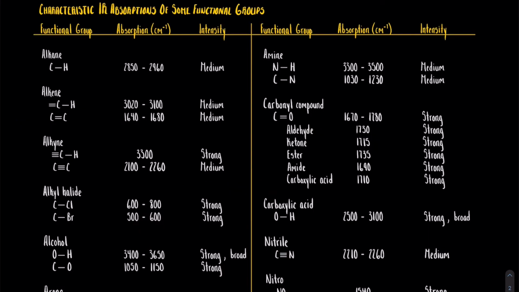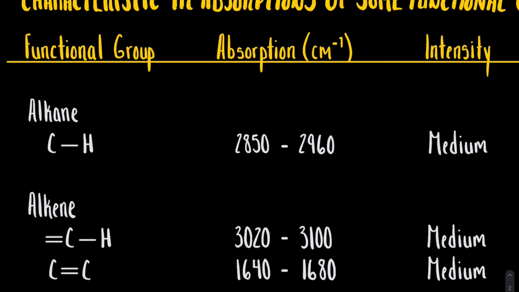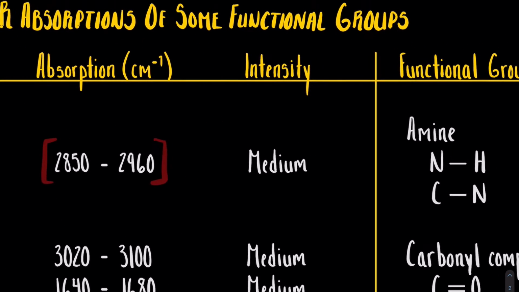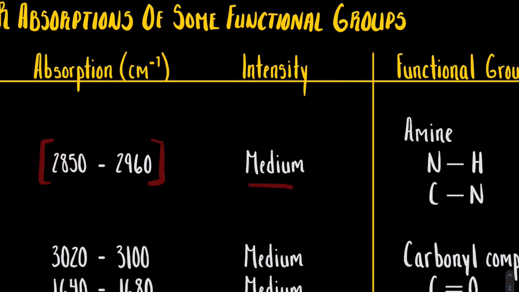Let's take a look at this table. What we have here are characteristic infrared absorptions of some key functional groups. So what do these numbers mean? What does the intensity mean? So let's take a look. An alkane with a carbon atom that is sp3 hybridized will absorb the radiation between 2850 and 2960. The intensity of this peak will be medium, meaning it won't go all the way down to the bottom, but it also won't be up at the top. It's going to be somewhere right in the middle.